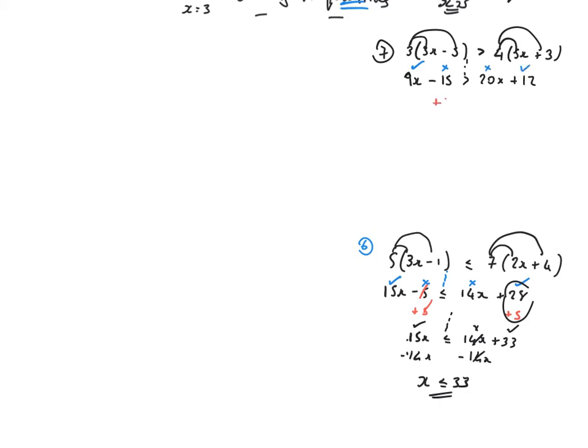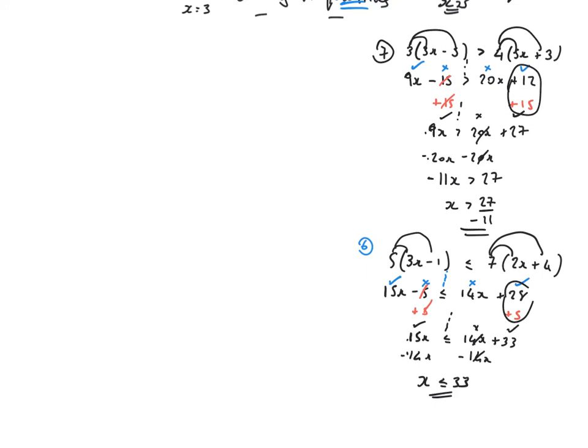So I'm going to get rid of minus 15 by adding 15 to both sides. What am I left with on this side? 9x is greater than 20x plus 27. Letters to the left, numbers to the right. 9x is okay, 20x is not, so I need to get rid of 20x from both sides. 9x take away 20x is minus 11x, and that's greater than 27. I then bring the minus 11 down, divide. That's 27 over minus 11, final answer.